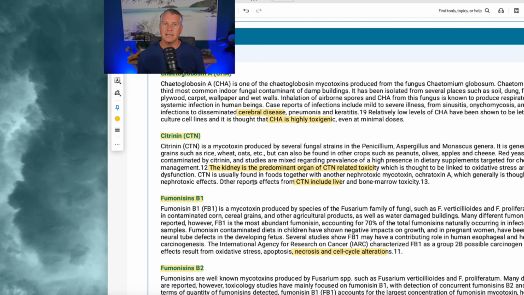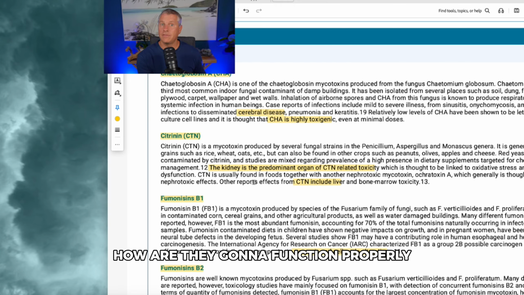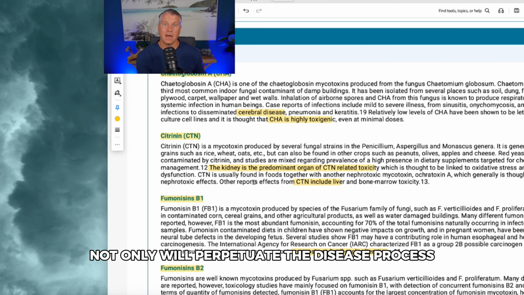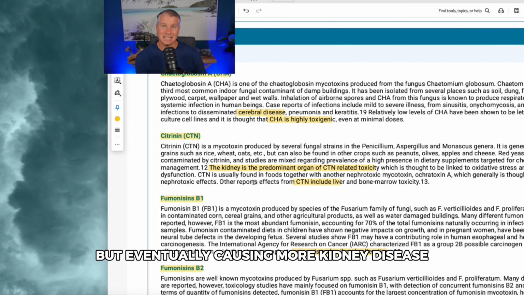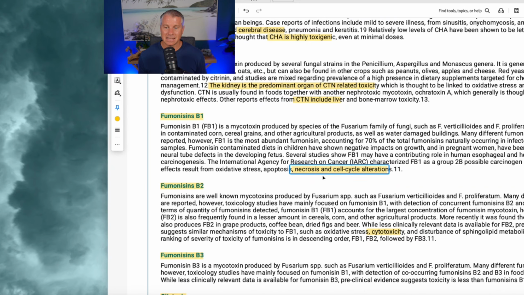So not only is the kidney a common complication of diabetes, but it's involved in blood sugar regulation. If your kidneys are being destroyed and killed by these toxins, how are they going to function properly? They will not. Not only will it perpetuate the disease process, but eventually cause more kidney disease, leading to dialysis. Fumonisin species, look at this, cell cycle necrosis. What does that mean? That means cell death, guys. It's destroying and killing your cells. These are very, very damaging, very problematic.